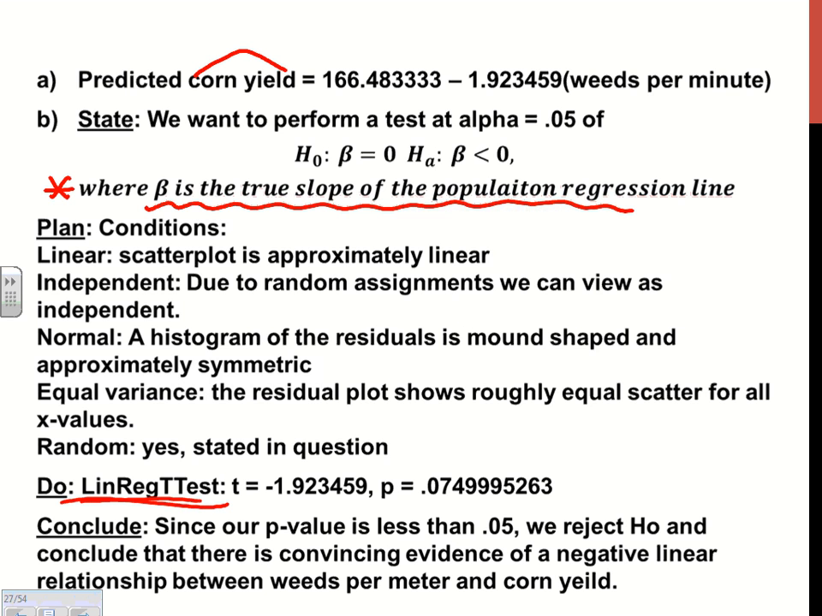So now we can put this into our calculator. We can do that LinRegTTest because we had list 1 and list 2. I got my test statistic to be negative 1.9 and a p-value of 0.07. So now we can say since our p-value is less than 0.05, 0.07, let me put that into my list. I'm going to go back and do it really quick.